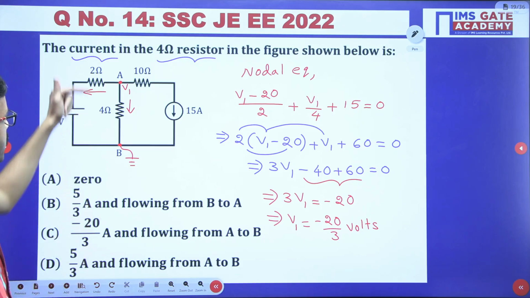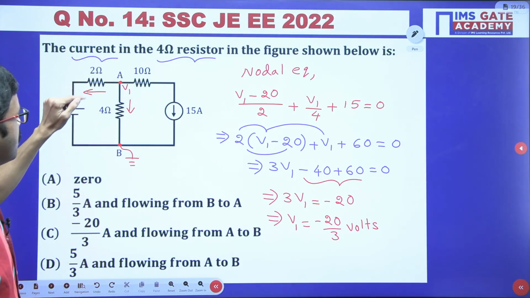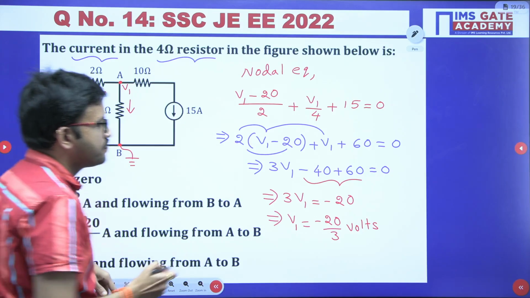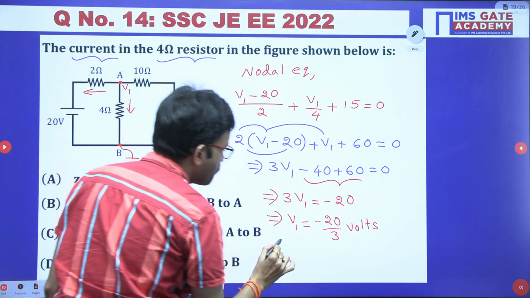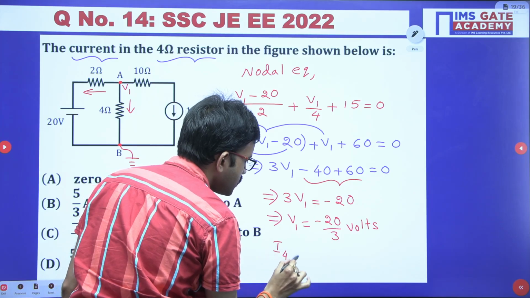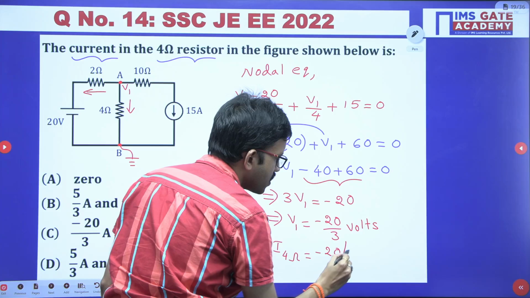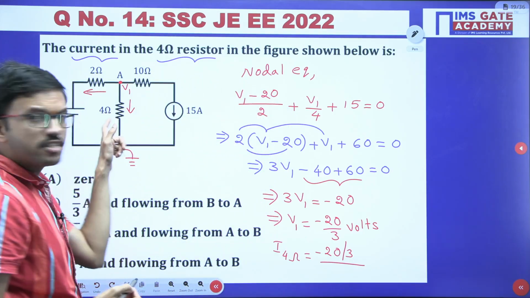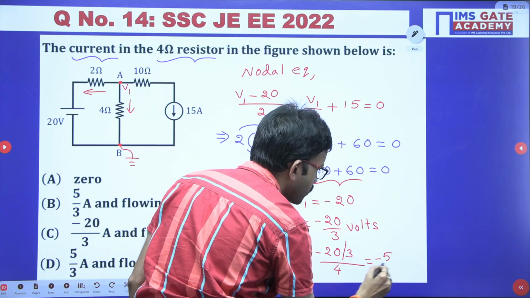Suppose here let us consider the same voltage. Here a 4 ohm resistor is there. Suppose I am labeling the current flowing like this as I4 ohm, which is equal to V1, minus 20 by 3, divided by the resistor value 4. So from here you are getting minus 5 by 3 ampere.